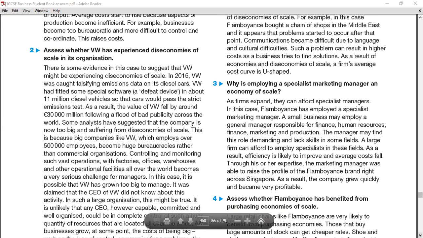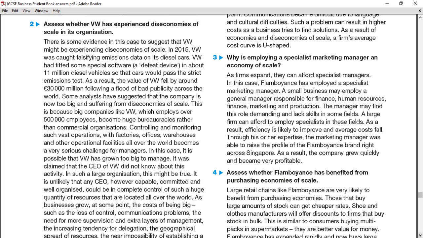There is some evidence in this case to suggest that VW might be experiencing diseconomies of scale. In 2015, VW was caught falsifying emissions data on its diesel cars. VW had fitted some special software, a defeat device, in about 11 million diesel vehicles so that cars would pass the strict emissions test. As a result, the value of VW fell by around 30,000 million following a flood of bad publicity across the world.